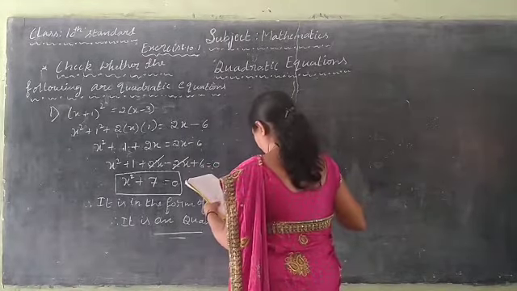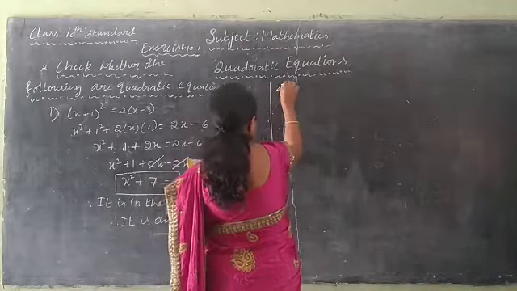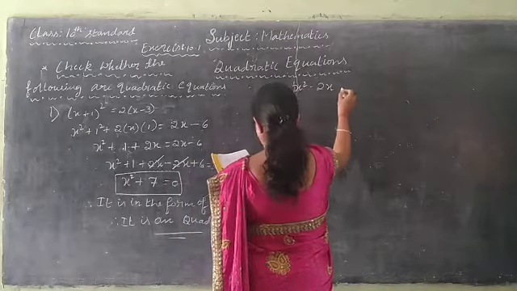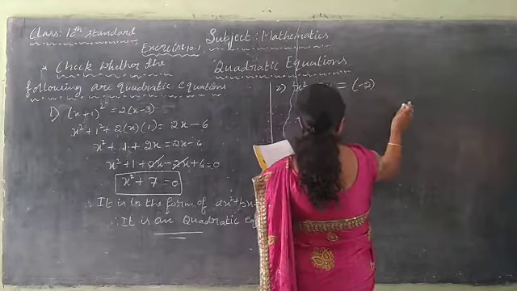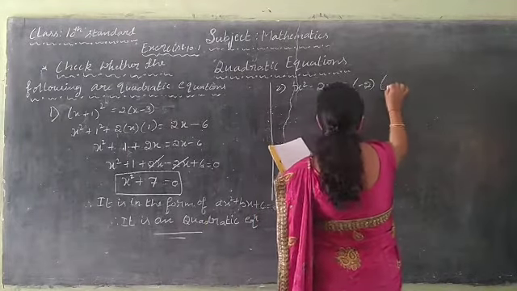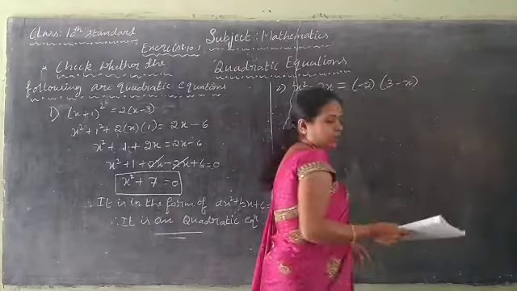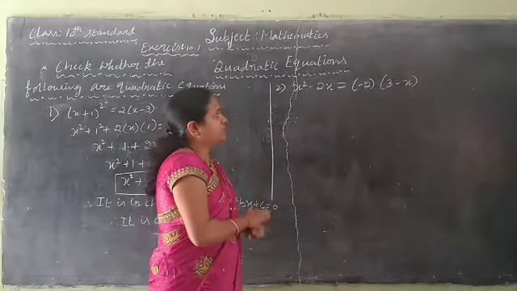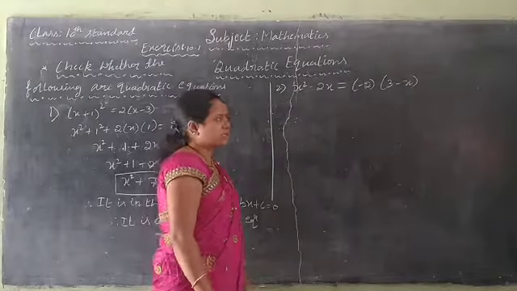See, second problem, what is that? x square minus 2x. So while solving the problems, we should be very careful with the signs, children, which is very important. Understood? Okay. See what is given? x square minus 2x equals minus 2 into (3 minus x). Right?